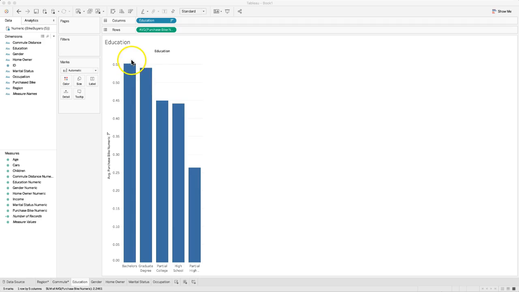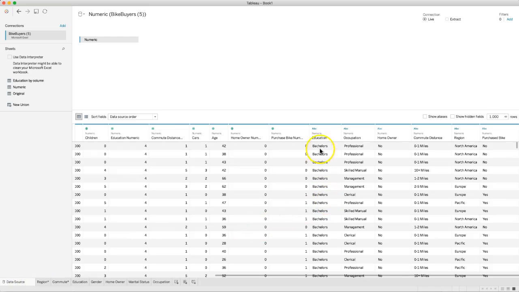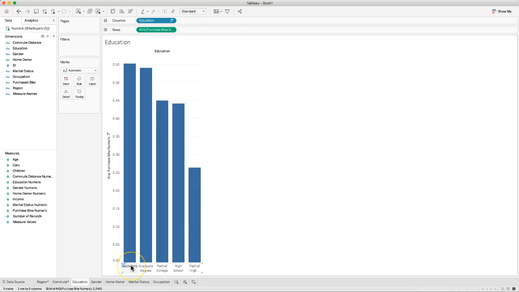So notice here with education, it does look like I have some trend going down, but hold on, take a look down here at these levels of education. Because the data for education in the field that I used is text, it's categorical. That means that Tableau doesn't understand that bachelor's is less than graduate degree and that partial college is less than bachelor's. Rather, it's ordered these things alphabetically, which is what this means. Actually, no, it's ordered it greatest to least right here.